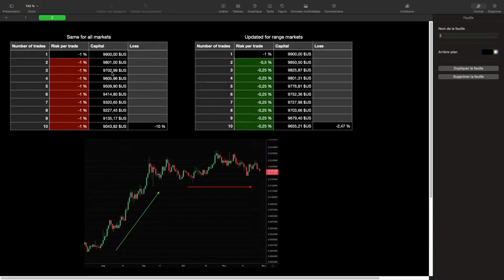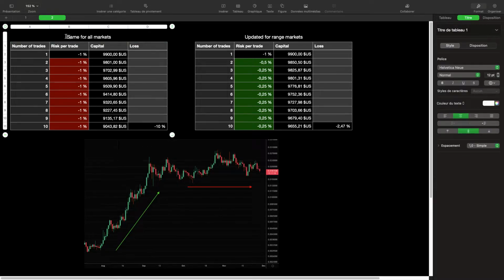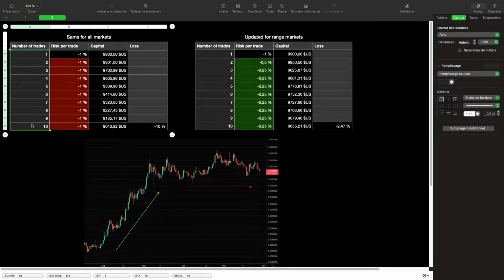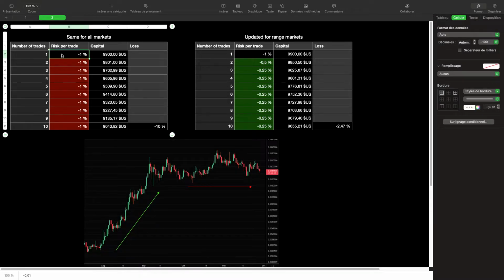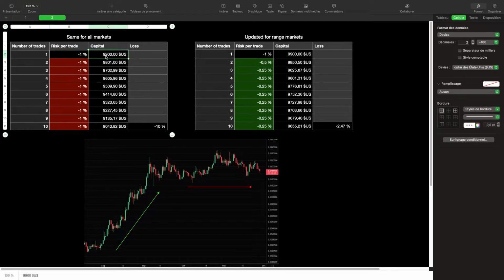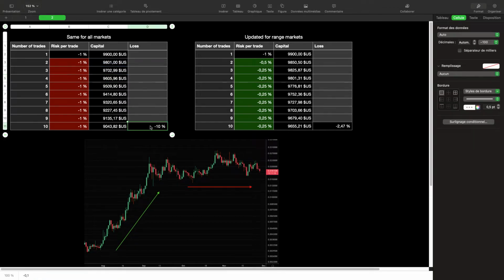So there are two cases. One, you use the same risk management for all markets. So you do 1, 2, 3, 4, and 10 trades, and we'll see what's the performance at the end. So the guy does a trade, loses 1% of his capital, ends up having $900 US dollars. Then he does another trade, loses again 1%. Then another trade, loses again 1%. Then another trade, loses again 1%. And it goes all the way to 10 trades. You end up losing 10% after 10 trades.